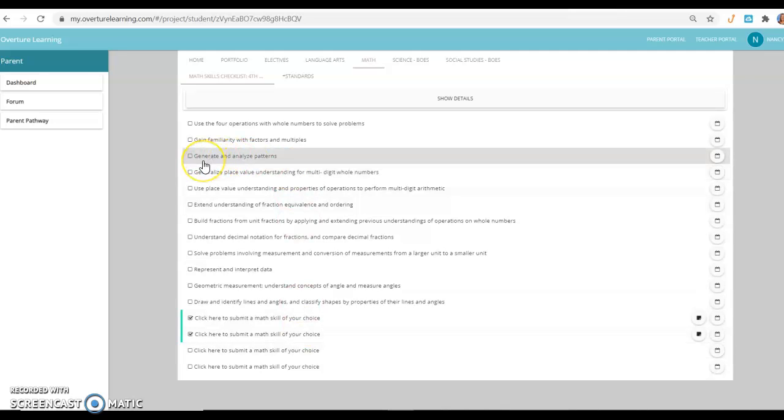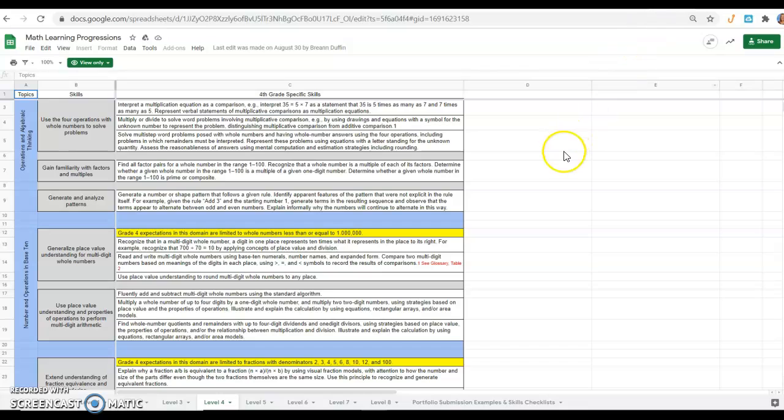Let's say I look at this right here, generate and analyze patterns, and I don't understand what that means as a fourth grader. So there's a couple things I can do. The first thing I could do is go to Overture's math progression, and I would click down here on the bottom on fourth grade, and I would look at generate and analyze patterns. It's right there. Gives you an example of what that is right here.